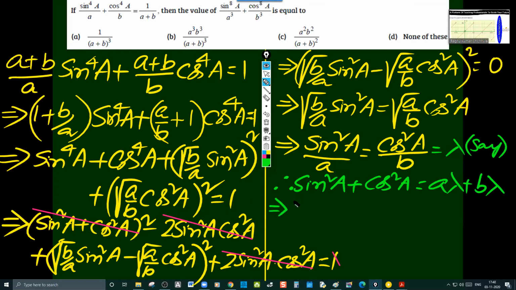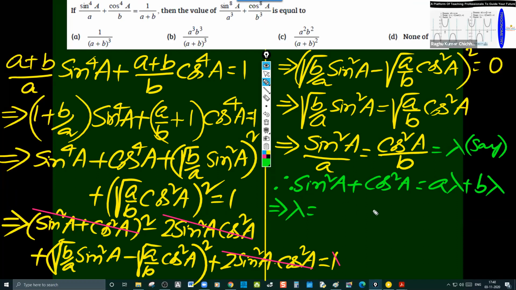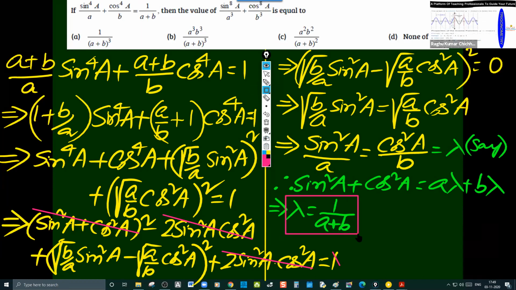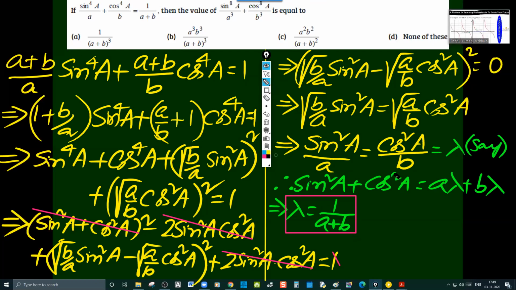Now, what is lambda value? Any one of you, please. Lambda value is 1 upon A plus B. So you got the lambda value now to be 1 upon A plus B. That means you got an equation formed here now. What is that equation? Let me listen from you, please.